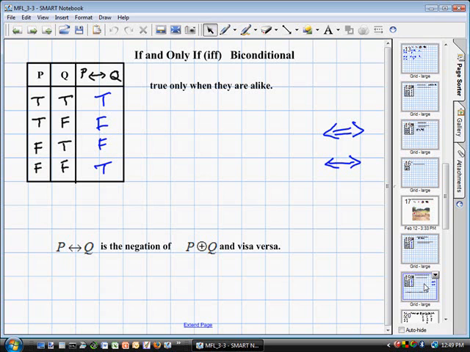The exclusive or that you had told me earlier, isn't that just the opposite of that? The exclusive or was only true when they're different. This one is only true when they're the same. And that's exactly right. That's why I wrote this on the bottom. The biconditional is the negation of the exclusive or. It's exactly the opposite results. And maybe not a bad way to remember it.